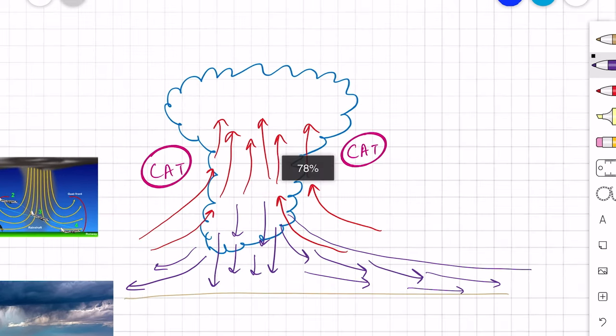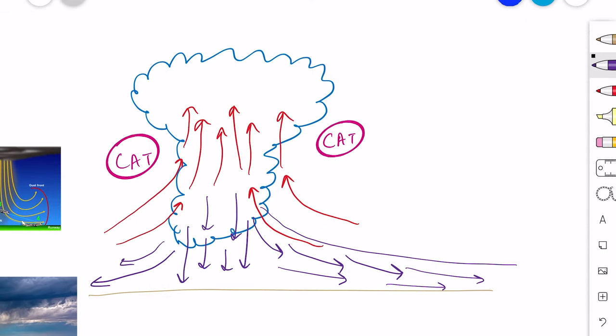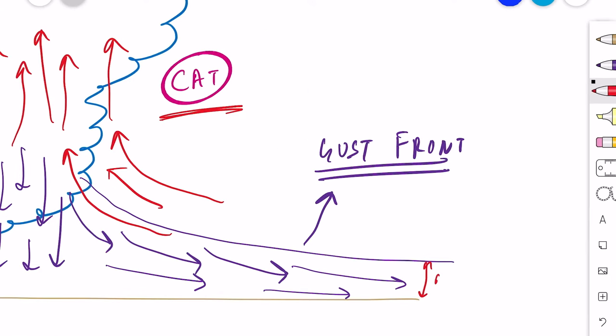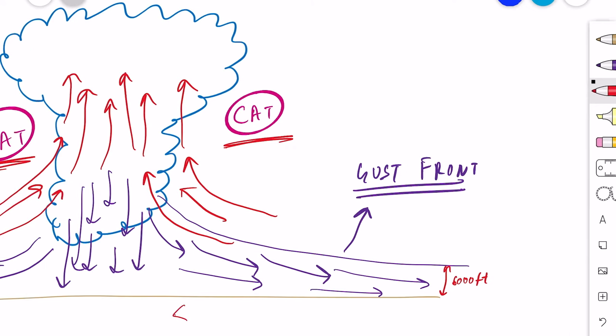So this is a CB cloud. The cold air blows out of the cloud from the center, the purple arrows, and this CB is sucking up air from all other sides, which are the red arrows. Clear air turbulence is experienced on the sides, these, and the air that's blowing out of the cloud will result in a gust front. So this will be the gust front like this. Now this can be up to a height of 6,000 feet from the ground and can go out up to 15 nautical miles of the CB cloud. And this is where you will experience wind shear.